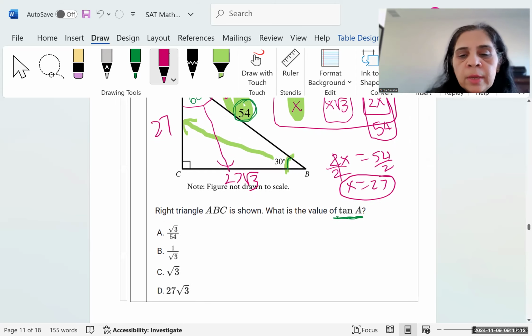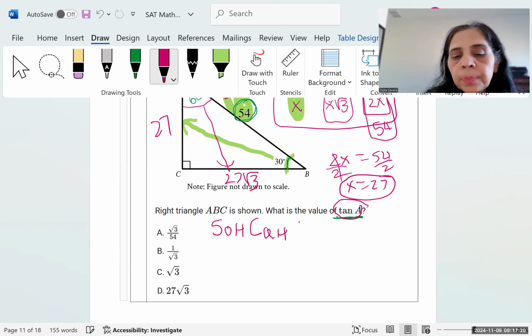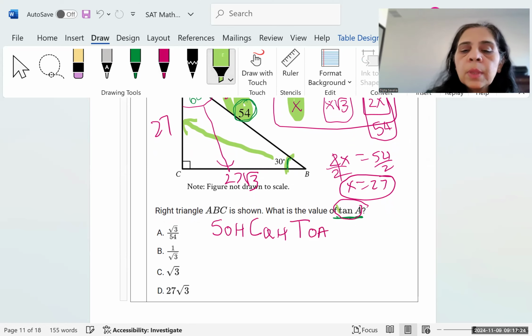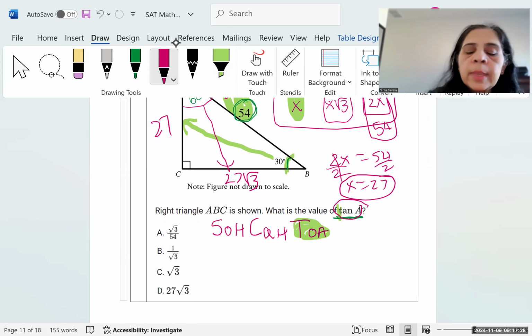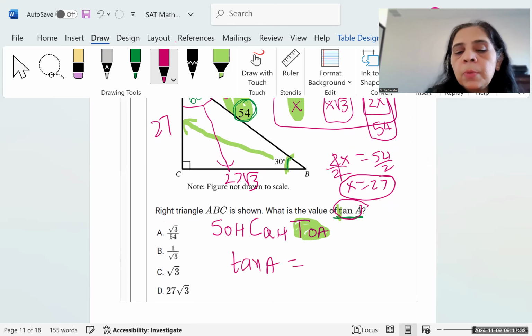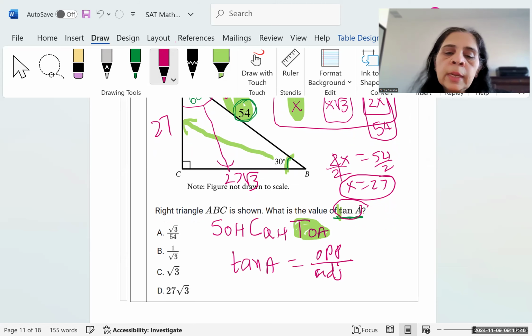So now we can find tangent A. Do you guys remember SOHCAHTOA? We have tangent, so we are using this piece. Tangent is TOA. So tangent A will be what? O stands for opposite, A stands for adjacent. All right, so we set everything up now.